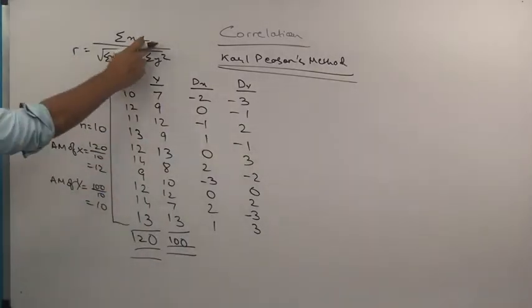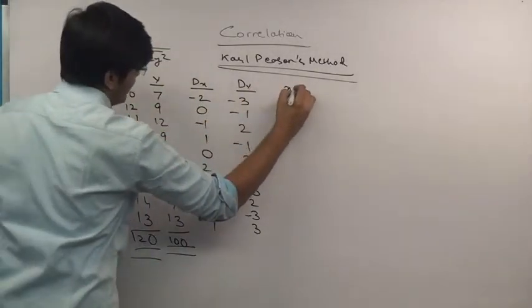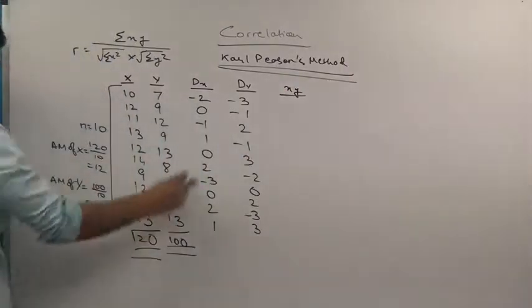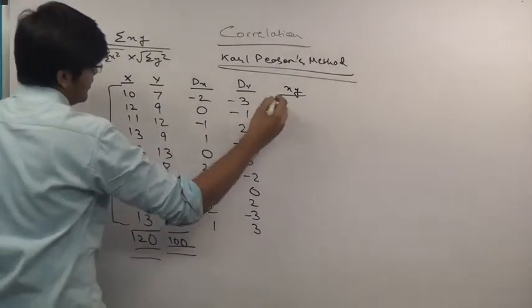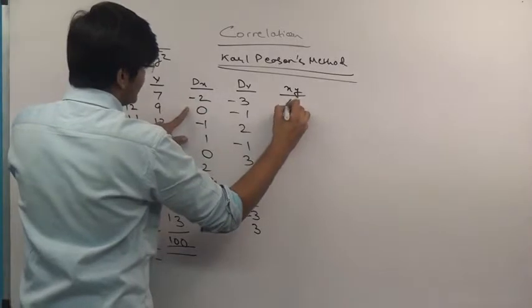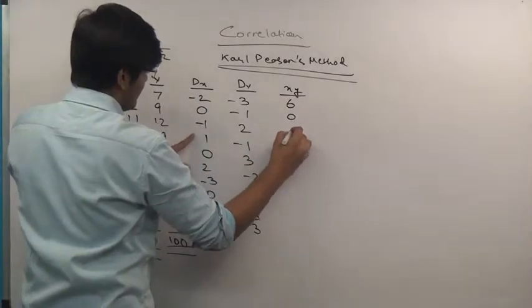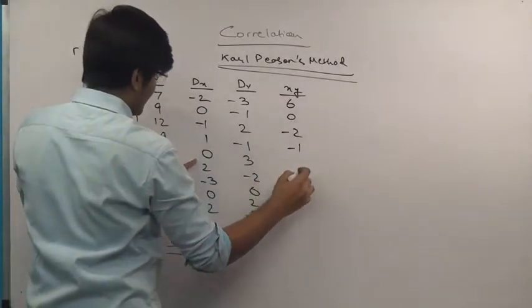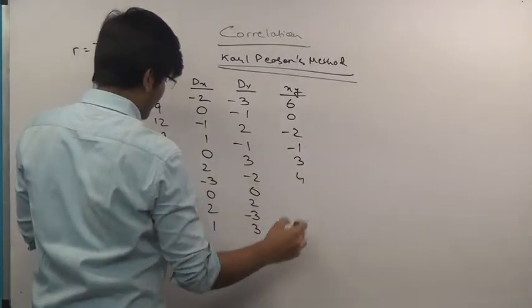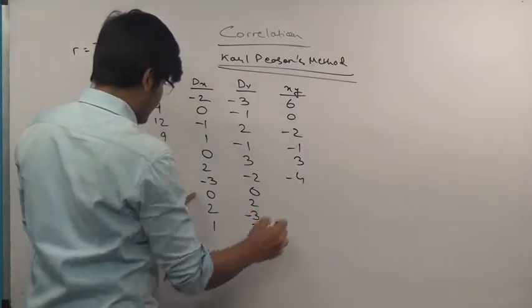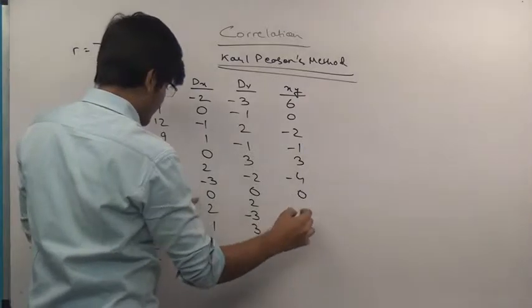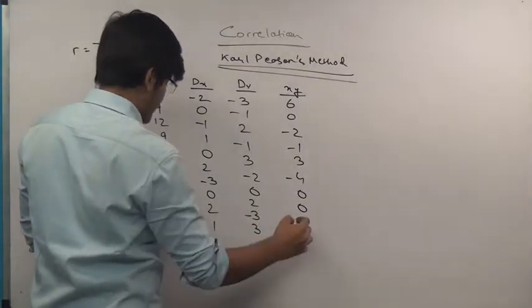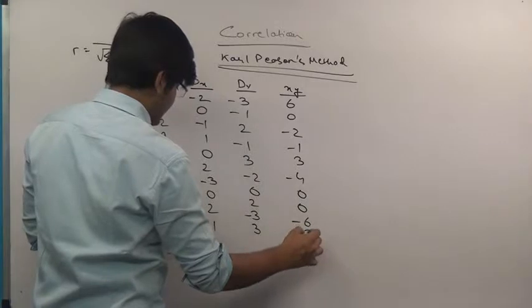What we require is x times y. So make a column for xy and multiply these two. Minus 2 into minus 3 is 6, 0, minus 2, minus 1 is 3, 4, minus 4 will be 0, 0, minus 6, 3.